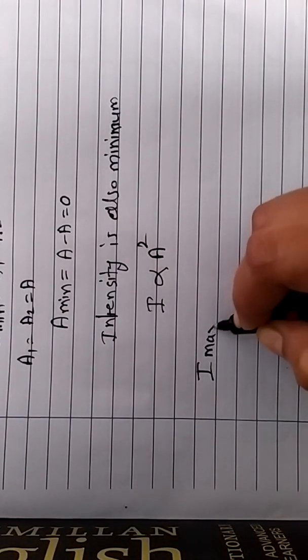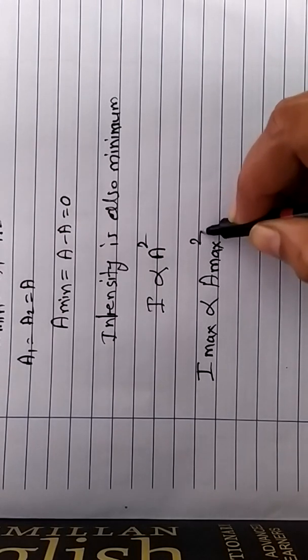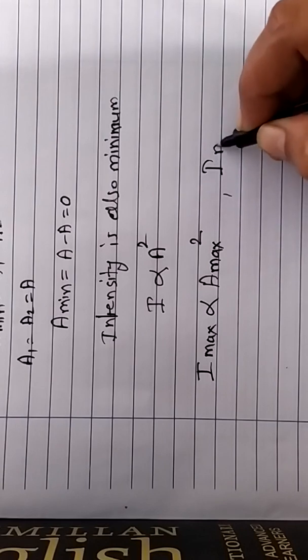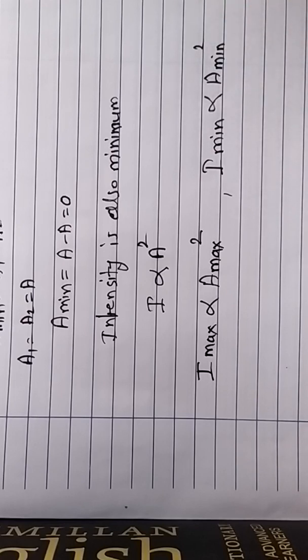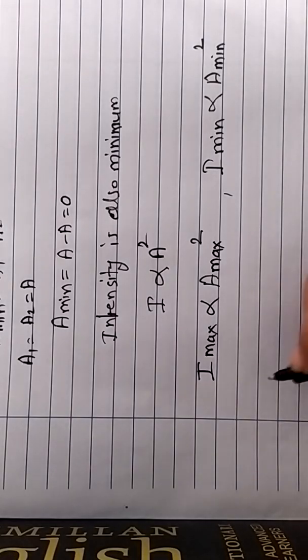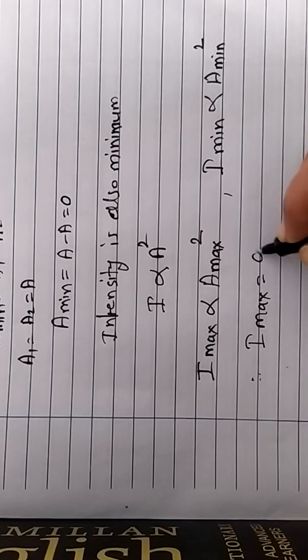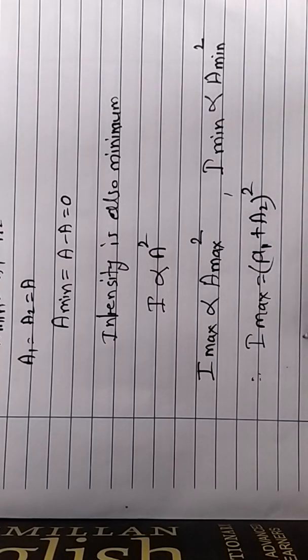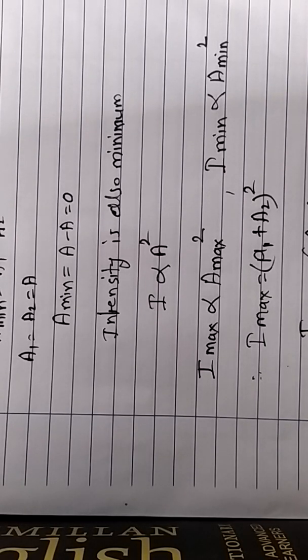I maximum is directly proportional to A maximum square, and I minimum is directly proportional to A minimum square, the square of the minimum amplitude. Therefore, I max is equal to (A1 plus A2) square, and I minimum is equal to (A1 minus A2) square.